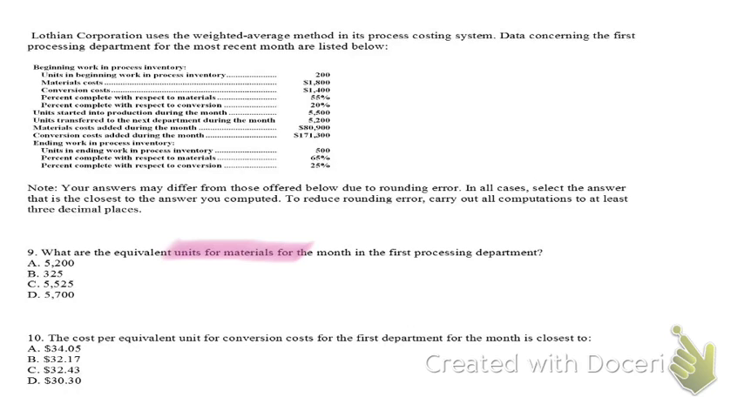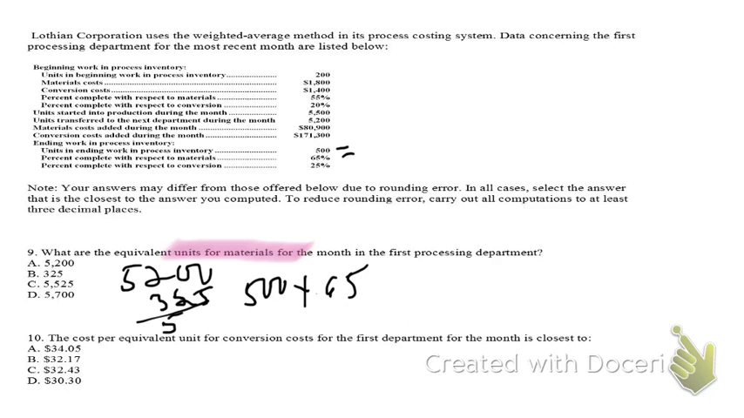So we have to start with how many were transferred out. The amount that was transferred out was 5,200. Then I have to have what was ending. Well, I had 500 left in ending inventory. For materials, they were 65% complete. So we have the 500 times the 0.65. That's 325. So that's 5,525, and sure enough, answer C is the equivalent units for materials.